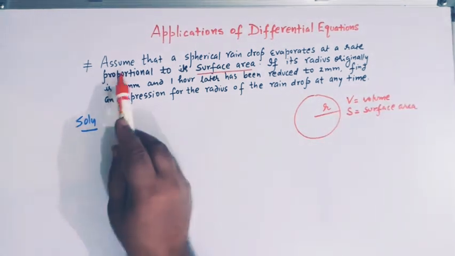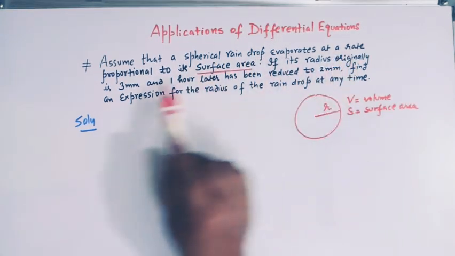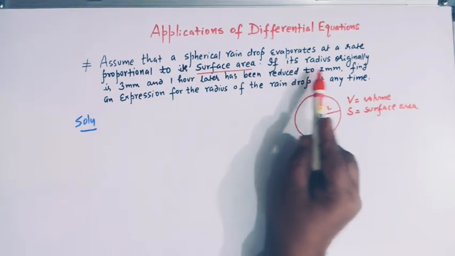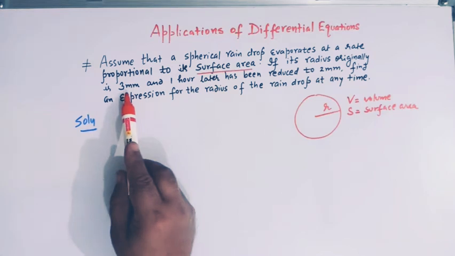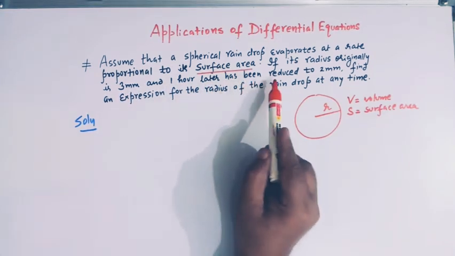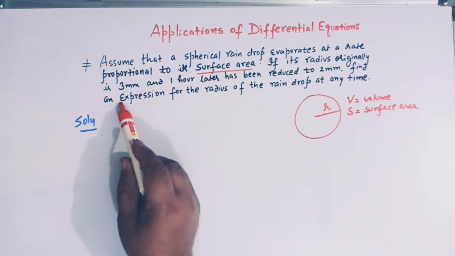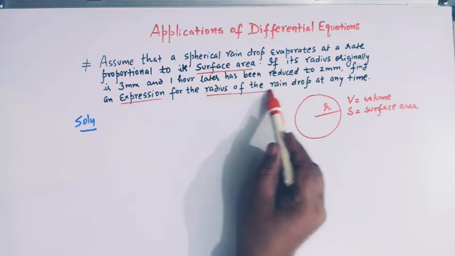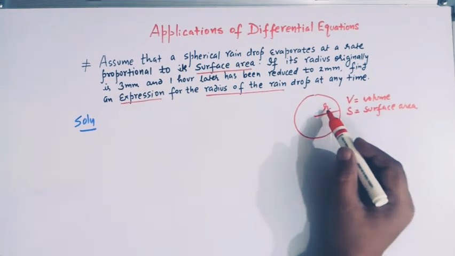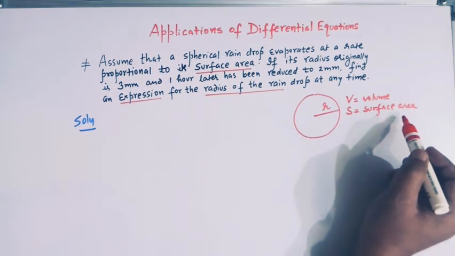So the problem is: assume that a spherical raindrop evaporates at a rate that is proportional to its surface area. If its radius originally is 3 millimeters and 1 hour later has been reduced to 2 millimeters, find an expression for the radius of the raindrop at any time. So here the radius is r, v is the volume, and s is the surface area.